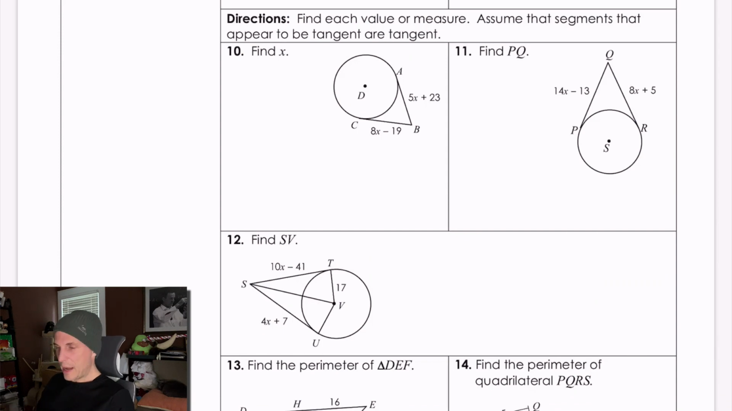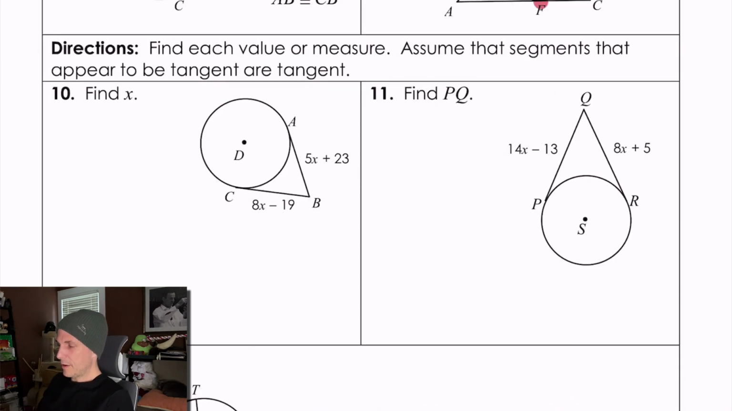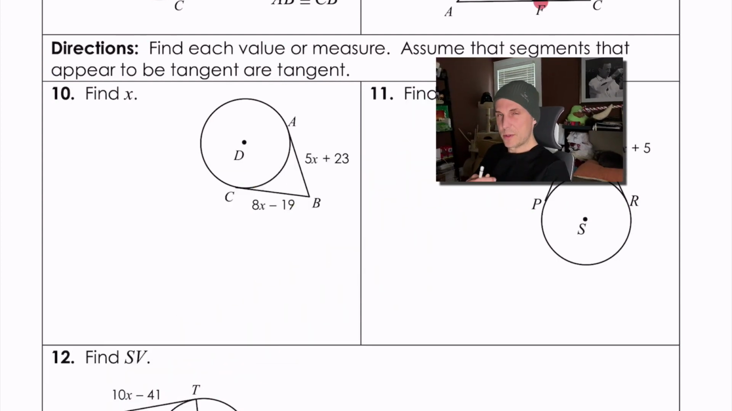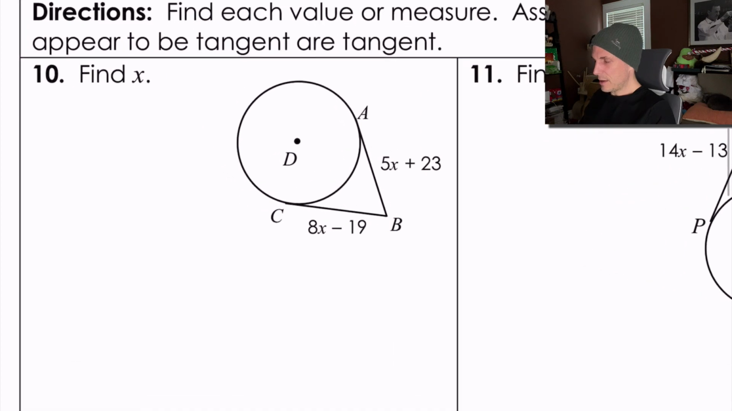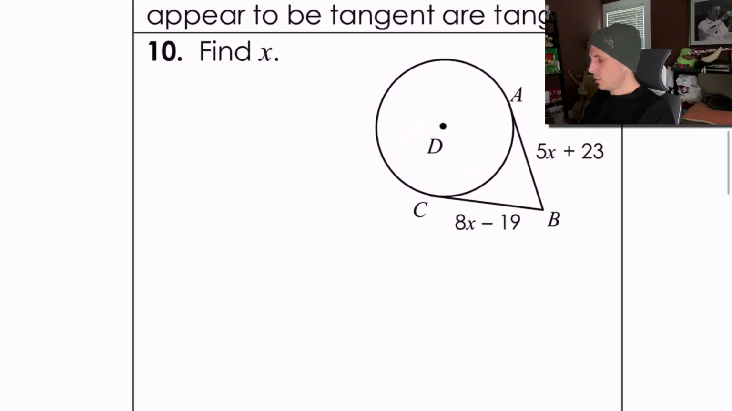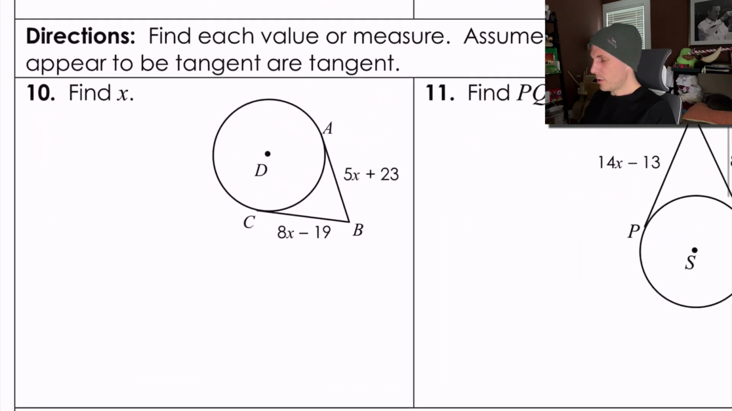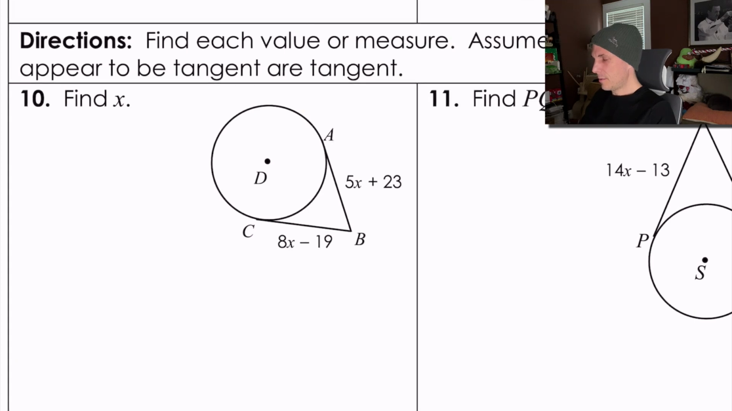The directions say find each value or measure. Assume that the segments that appear to be tangent are tangent. So it's important that they say that. If they didn't say it, then we don't know this. So let's just try something like number 10. Why don't you do number 10, and pause the video. I'm going to keep working.